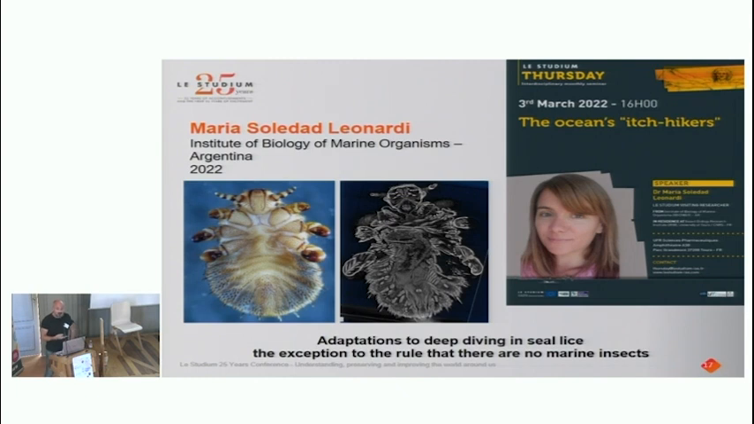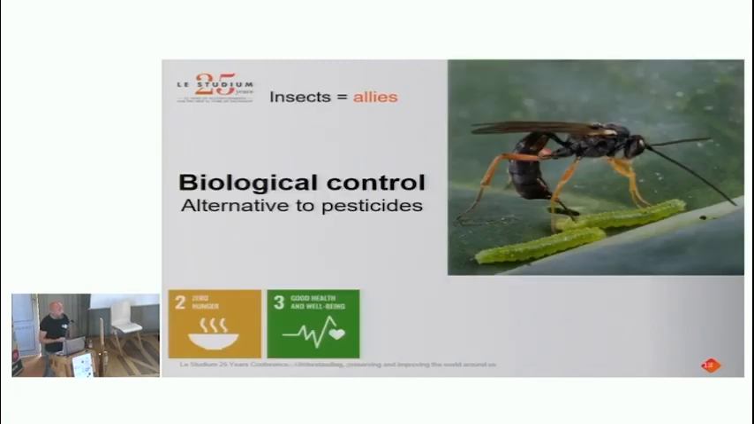So insects can provide ecosystem services. They can also be very good allies against enemies. And this is called biological control. Here you can see a wasp that is laying eggs into a caterpillar. So you can use this wasp to fight against the caterpillar that is eating your food. By studying and understanding these systems, you can provide alternatives to pesticides, for example. And then you can reach SDG number 2 and also SDG number 3.